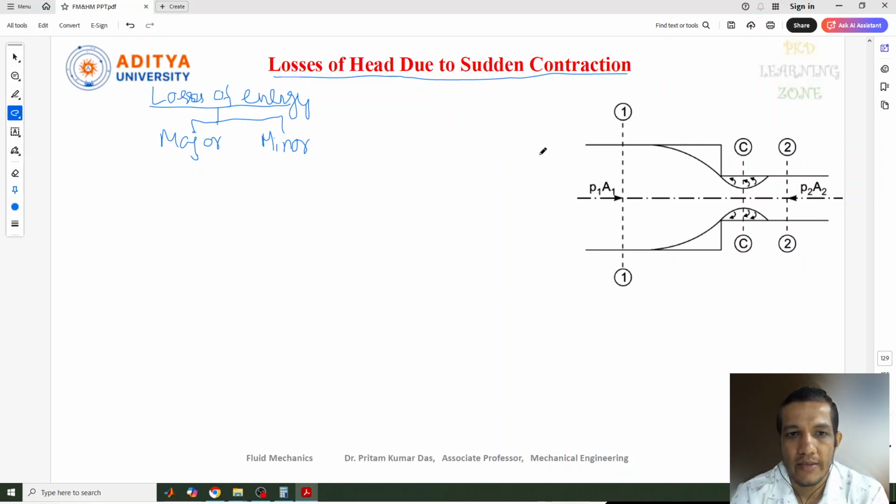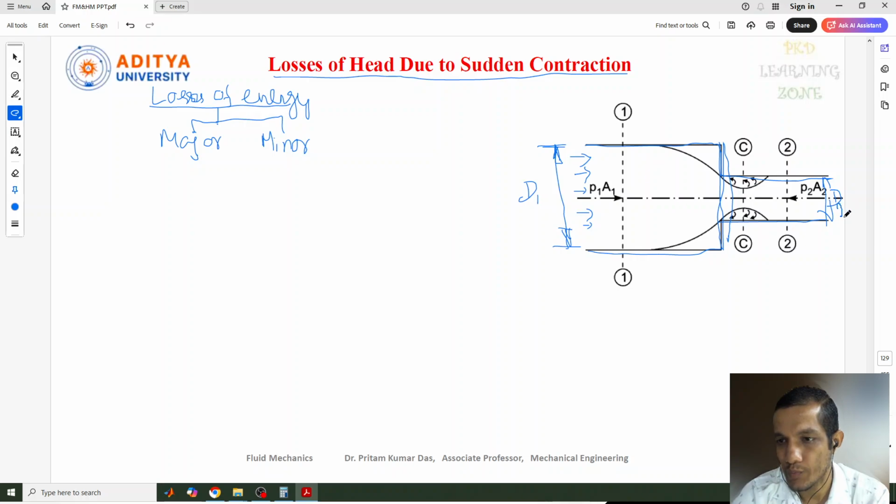Sudden contraction means, let me consider there is a pipe flow. The liquid is flowing through this pipe, which has a diameter, suppose d1. Now when it is moving, suddenly its diameter changes. After the d1 diameter, suddenly the diameter changes to d2, another pipe diameter. So this we can consider d2.